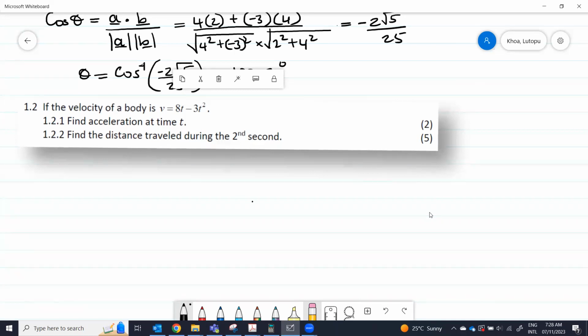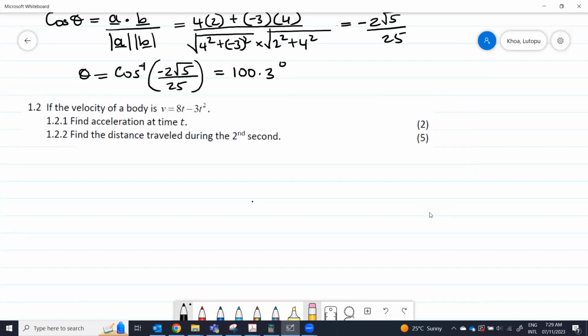Next question. If the velocity of a body is given by v is equal to 8t minus 3t squared, find the acceleration at time t. So the acceleration, we know this is the derivative of the velocity with respect to time. So you just differentiate, this is 8 minus 6t, and this is meters per second squared.